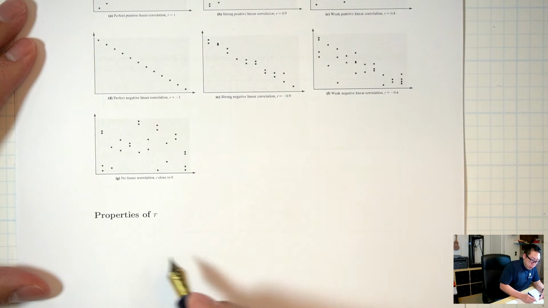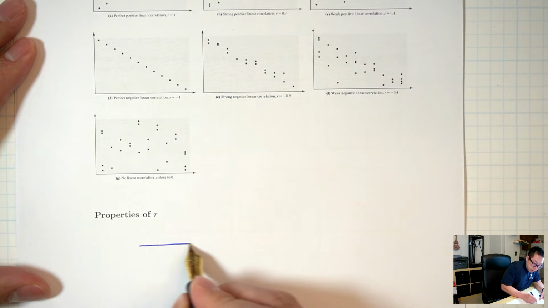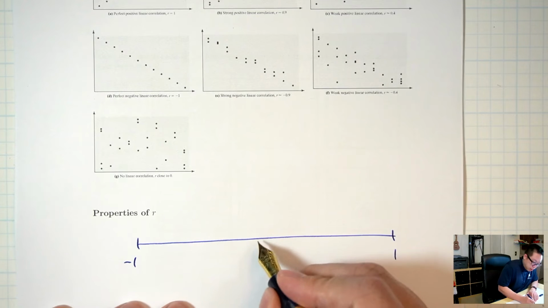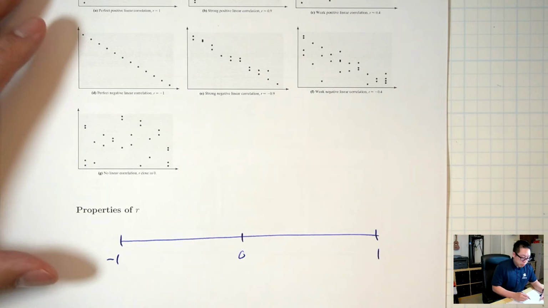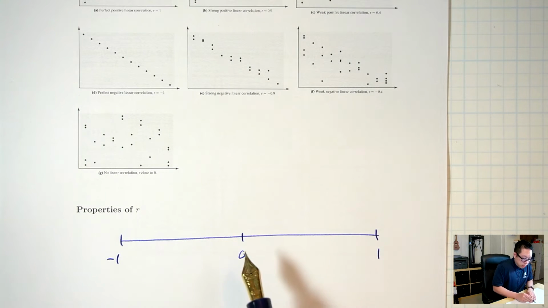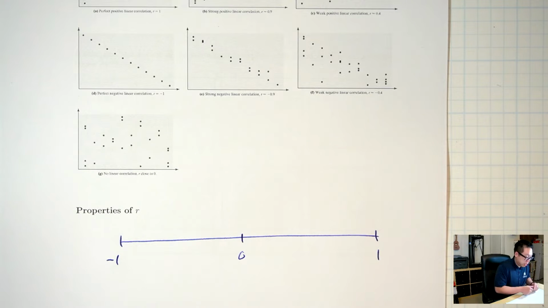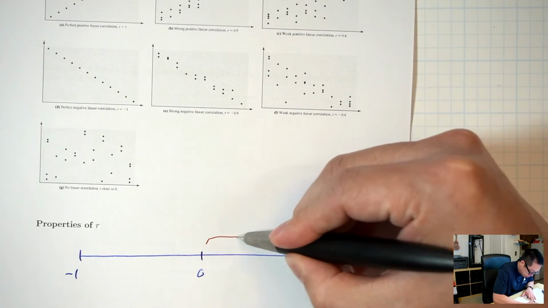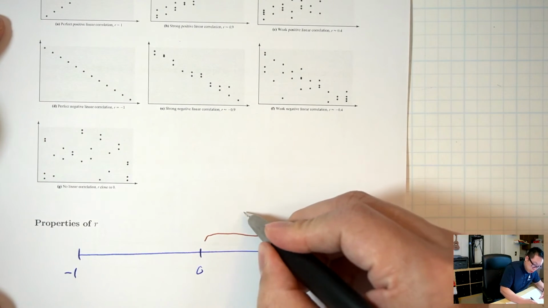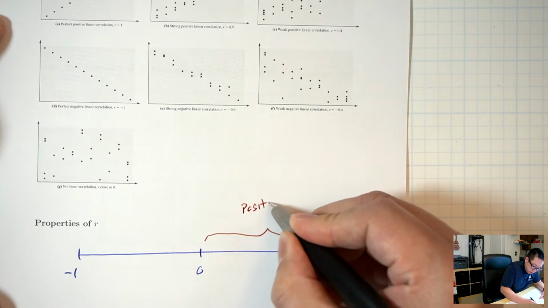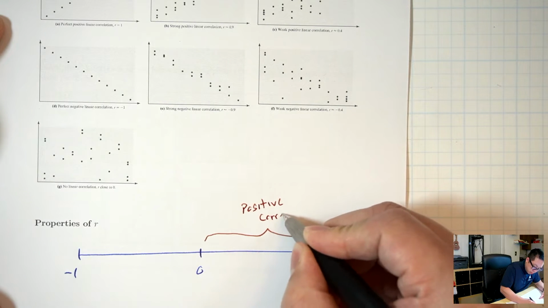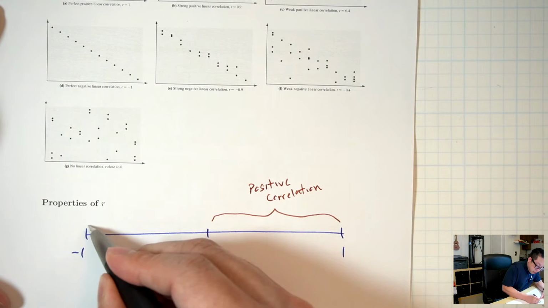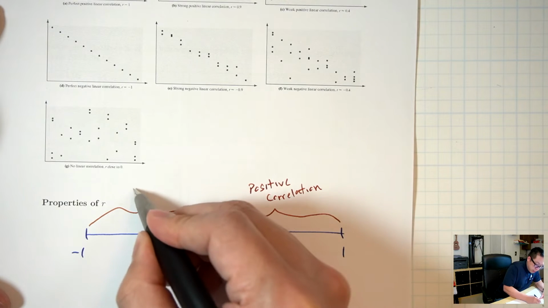R is a number that's always going to be between negative 1 and 1. If your R is positive, that indicates that we have a positive correlation. So anything on this side is a positive correlation. Anything that's negative is a negative correlation.